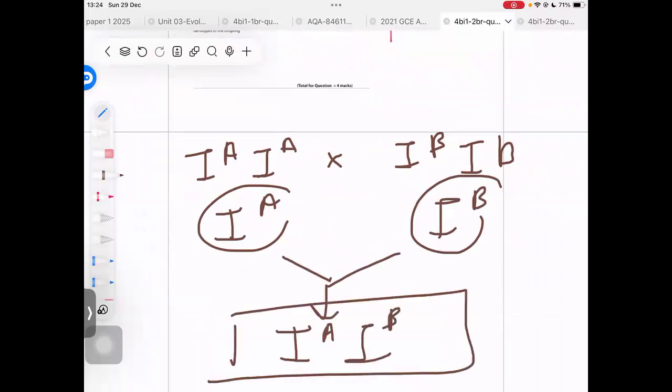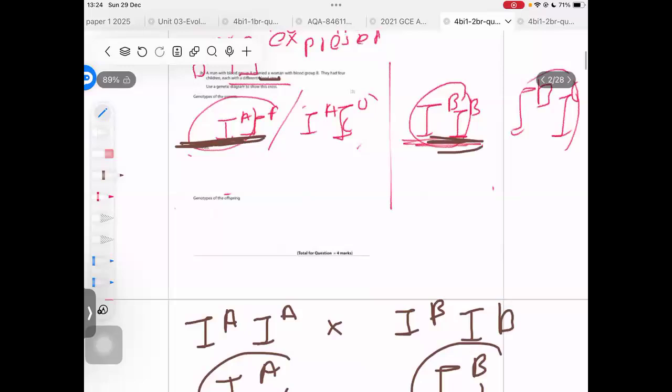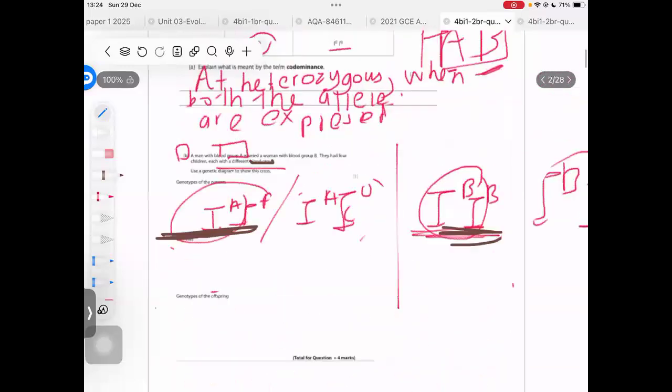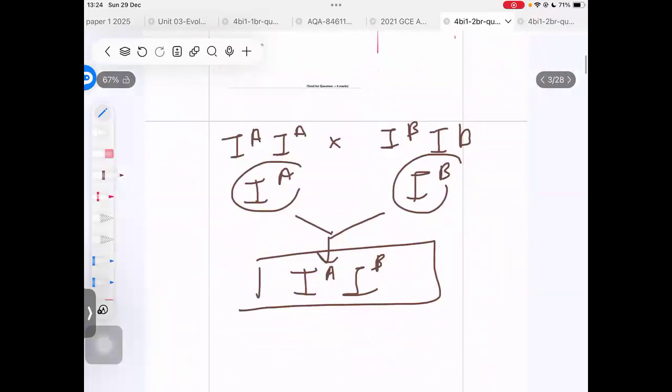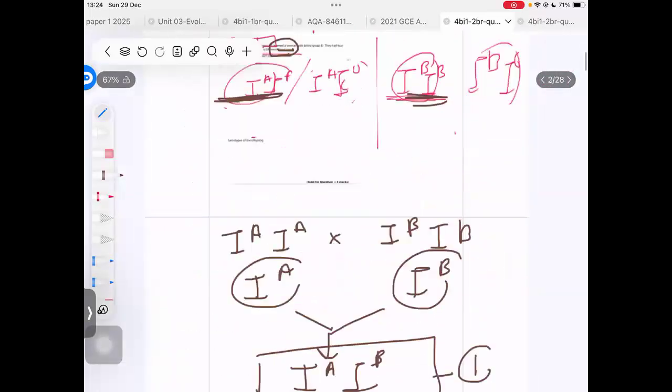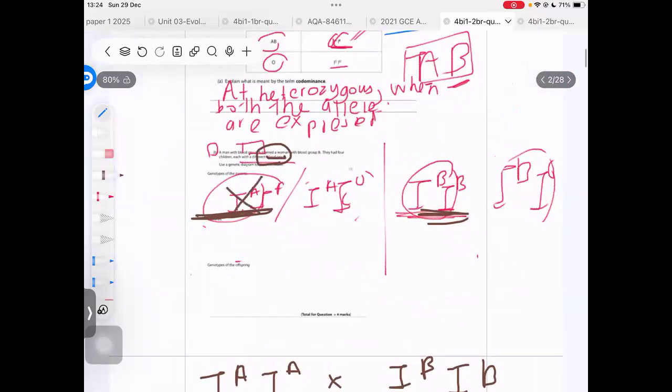Only one possible blood group is there if you cross this and this, right? But we want a cross where we are getting 4 different blood groups. Here we are only getting one blood group. So we can say the father is not this and the mother is not this, right? The father and mother cannot be IA, IA and cannot be IB, IB.